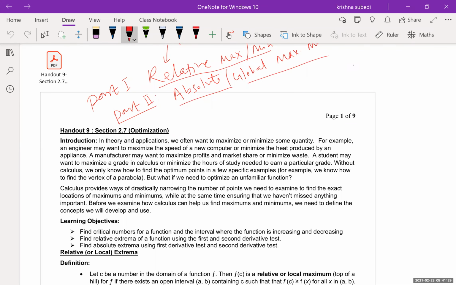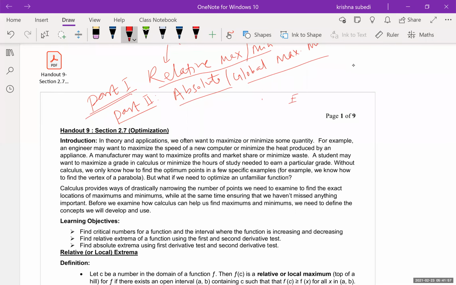So section 2.7, it's about optimization, and I'll divide this section into two parts. In part one, we'll be talking about relative maximum and minimum. And in part two, we'll be talking about global or absolute minimum and maximum. Okay, so first things first. We'll be talking about part one, relative, or sometimes called local minimum and local maximum.